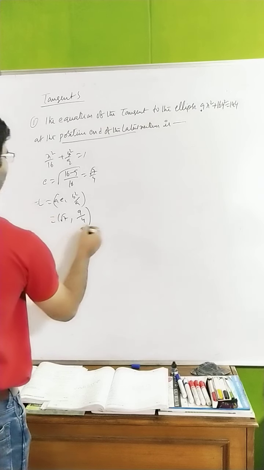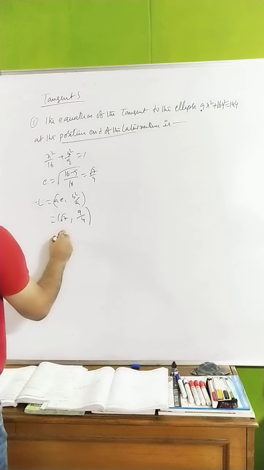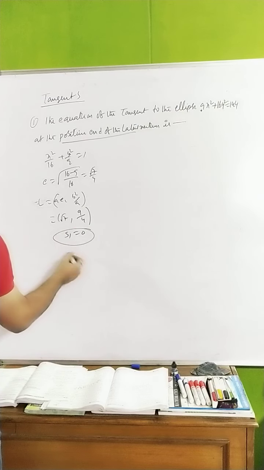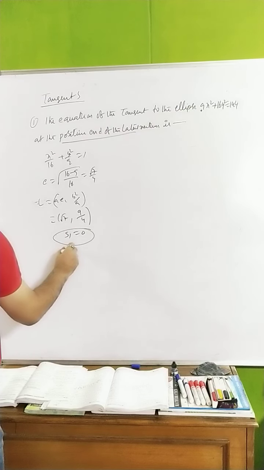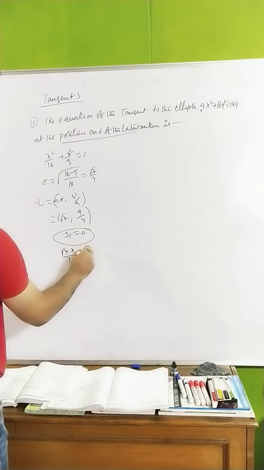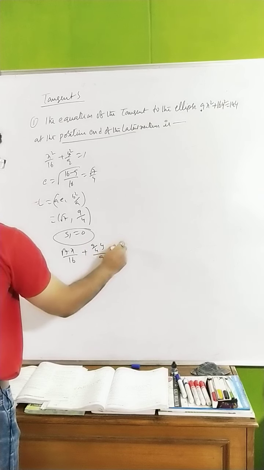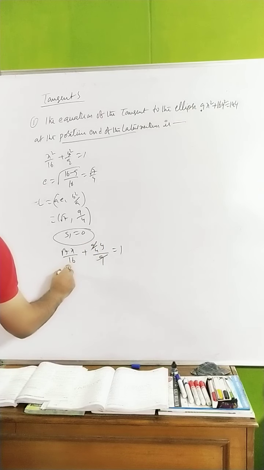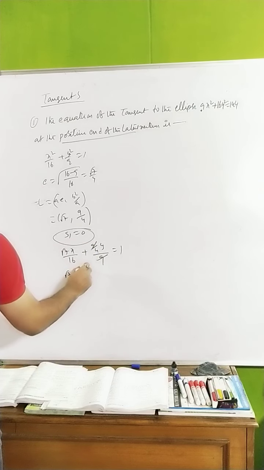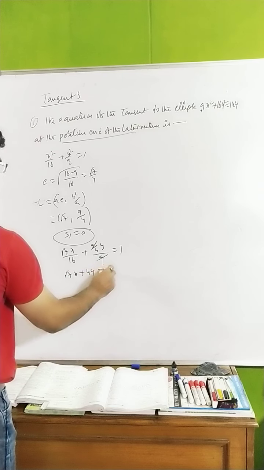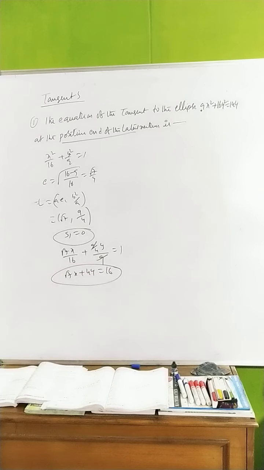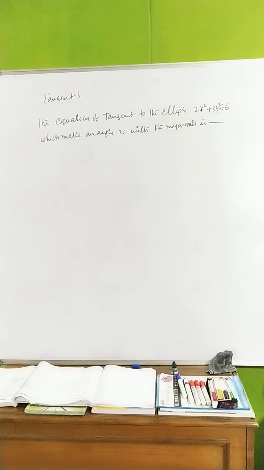At this particular point, here also we are using the same thing. Here also we are going to use S1 equal to 0 only, the equation of tangent. What is that? Root 7x by 16 plus 9 by 4 y divided by 9 is equal to 1. 9 gone. So root 7x plus 4y is equal to 16. You are getting the equation of the tangent.